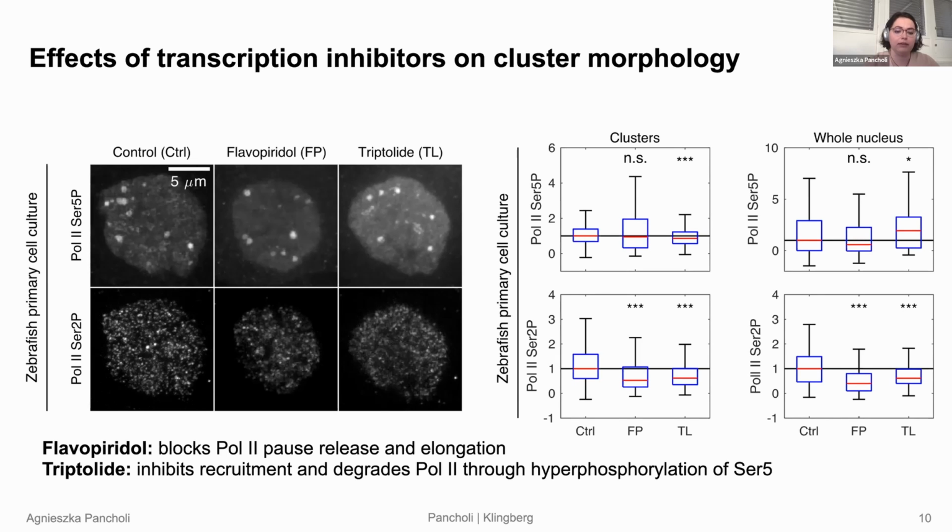When it comes to triptolide, it inhibits recruitment and degrades POL2 through hyperphosphorylation of serine 5. So again, we have lower serine 2-phos levels and lower serine 5-phos levels inside of the clusters, but overall serine 5 levels in the whole nucleus are higher due to the hyperphosphorylation of serine 5. On the right side, you can also see the analysis.